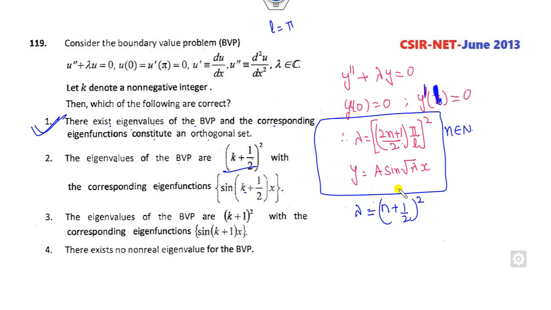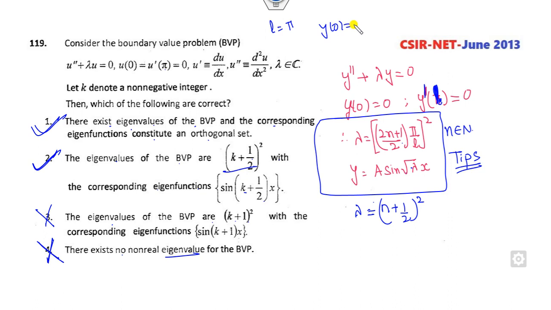k plus half, that's also the correct option. Eigenvalues are of the form (k plus 1) whole square, that's the wrong option, because eigenvalues are of the form n plus 1 by 2. There exists no eigenvalue, that's also the wrong answer. The correct answers are here. So these are the tips for you. You just copy them down here.